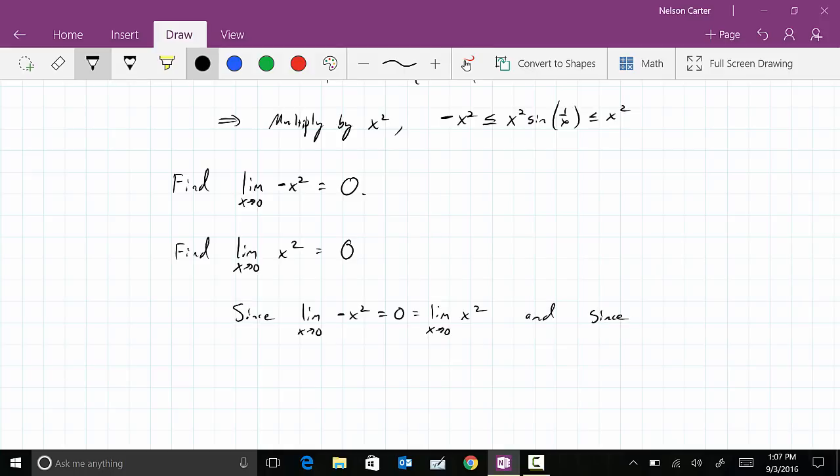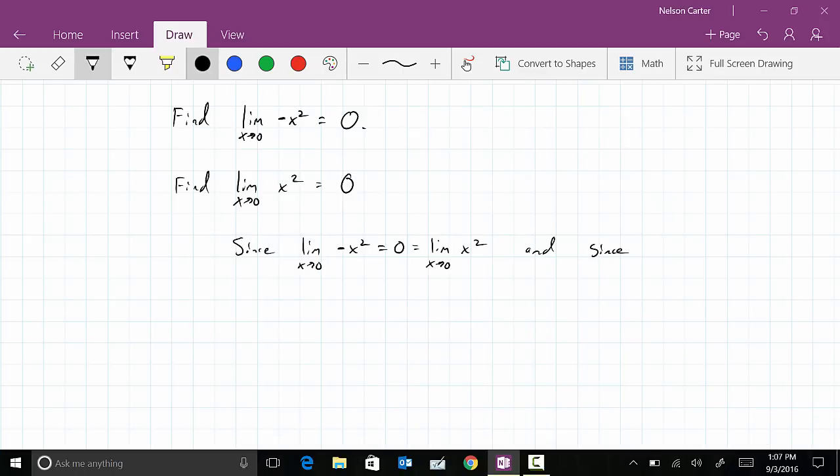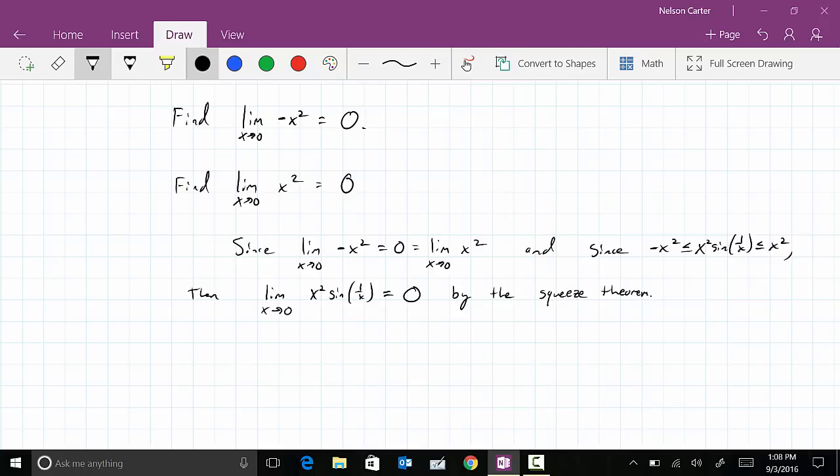and since negative x squared is always less than or equal to x squared times the sine of 1 over x, which is less than or equal to x squared, then it must follow from the squeeze theorem that the limit as x approaches 0 of x squared times the sine of 1 over x is equal to 0 by the squeeze theorem. Okay.